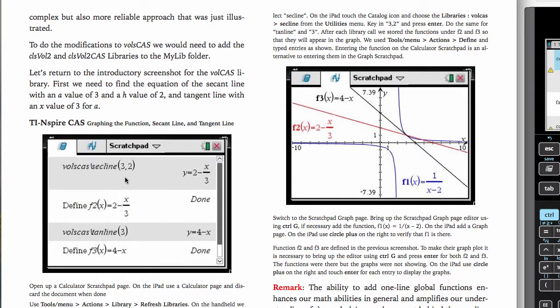So when we call up our function for secant line with 3 and 2, it gives us the equation of the secant line. Then if we use define, go up here and just type this part in, then we get F2 to be the secant line. If we bring up from our catalog the tangent line and then type this part in, we can go over to our graphs and graph these and come up with the answer. So this is pretty neat that we can add all these little functions that are going to help us do a lot of things in a calculus class.